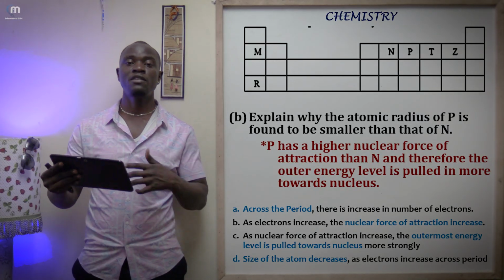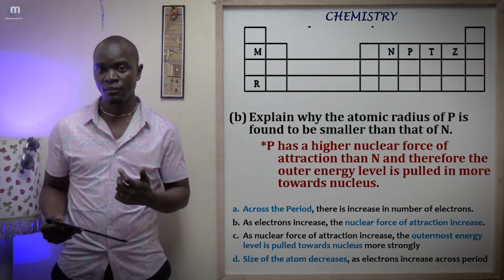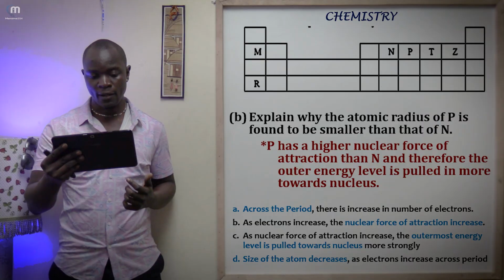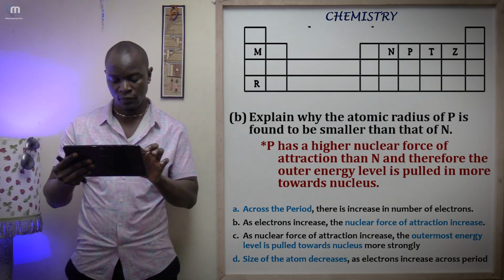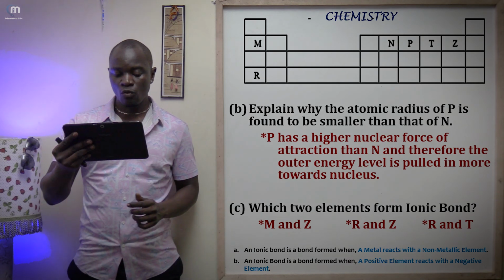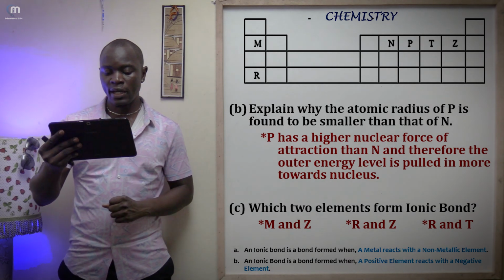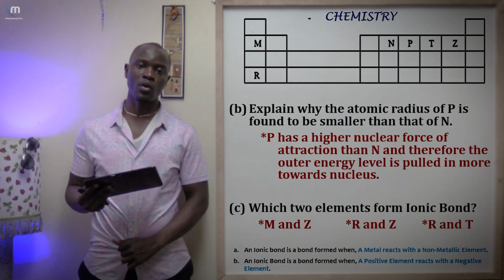It makes it even easier now to go to that topic of trends and properties across period 3. Now letter C is asking which two elements form an ionic bond.